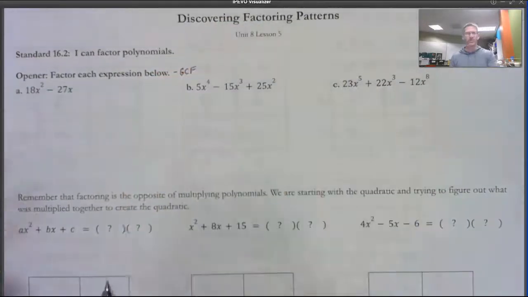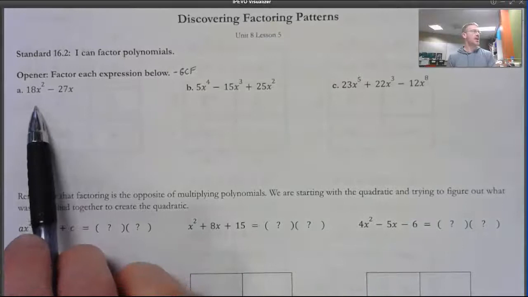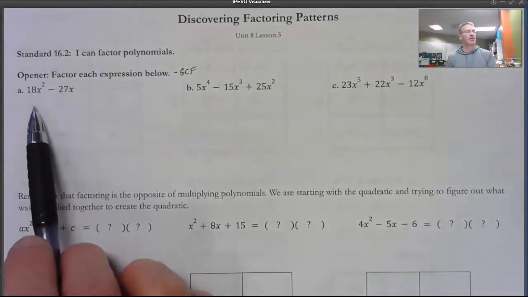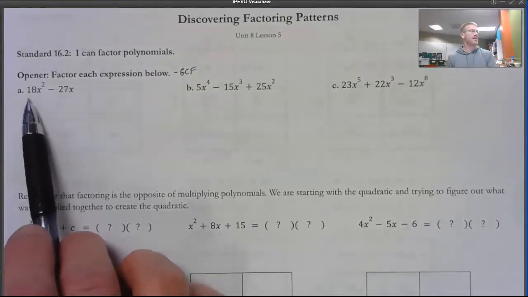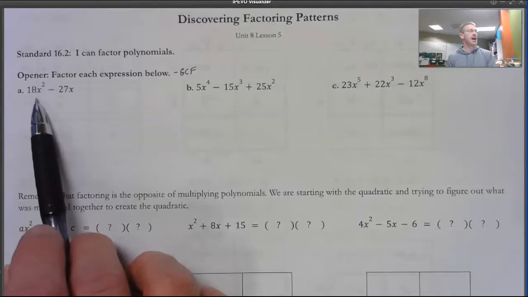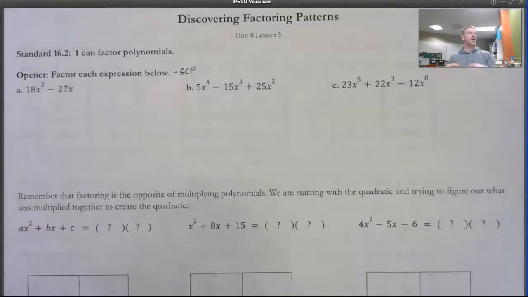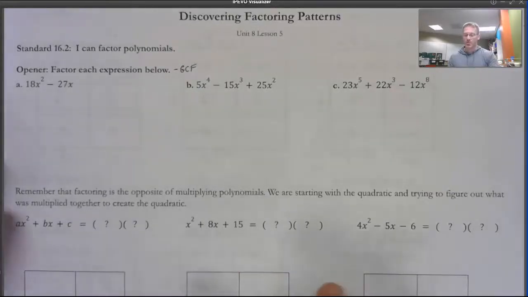So here's what I want you to do: go back and think about what we did a few lessons ago, and find the greatest common factor in parts A, B, and C, and factor those three polynomials that way. And then we'll talk about a little bit more complicated piece of factoring. So go ahead and pause the video, do those three problems, and then flip it back on, and we'll go from there. All right, so remember what we talked about.